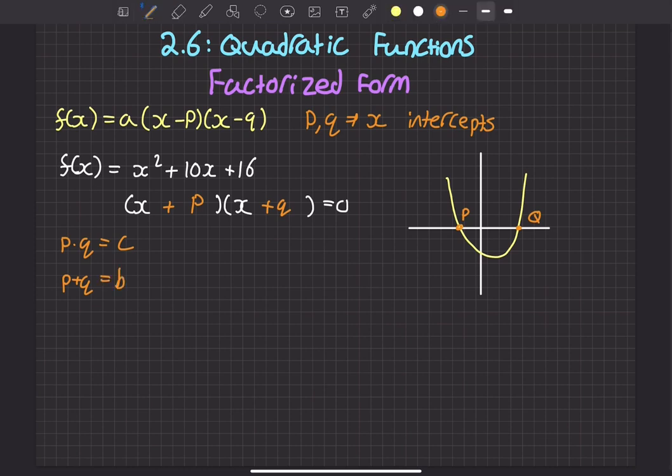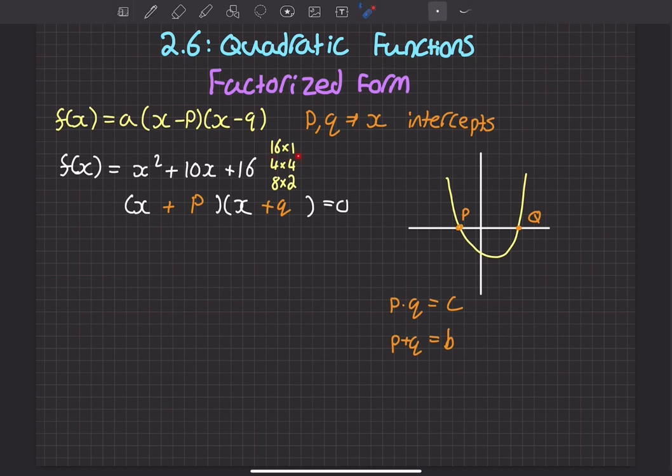Okay, let's move this here for now. So let's start by finding all the numbers which can multiply together to give 16. So you can have either 16 times 1, 4 times 4, 8 times 2, right? And now we take all these different situations and we add up the numbers together and we see which one gives 10. So 16 plus 1 is 17, so that's not the one we're looking for.